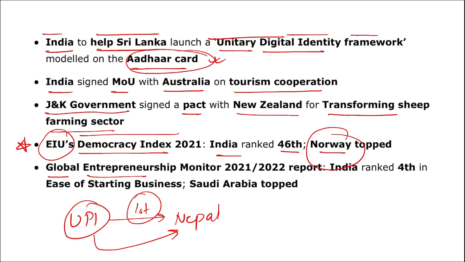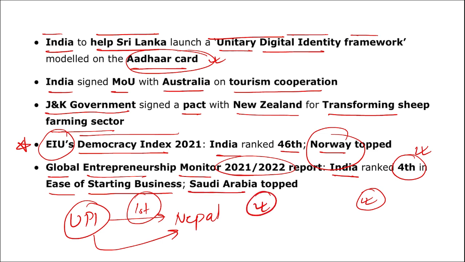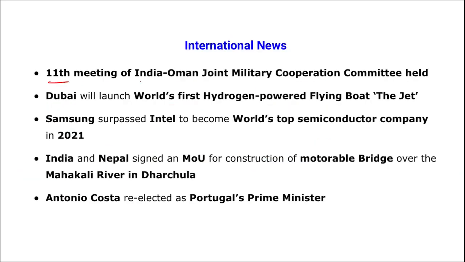Second is your Global Entrepreneurship Monitor for the year 21-22. In this, the rank of India was fourth in the ease of starting business. That means if you want to start a business, compared to other countries, India stands at fourth position in the overall ranking, and this was topped by Saudi Arabia. So the country that has the most ease of starting a business is Saudi Arabia, according to the Global Entrepreneurship Monitor report of 2021-2022. Mark this also important.